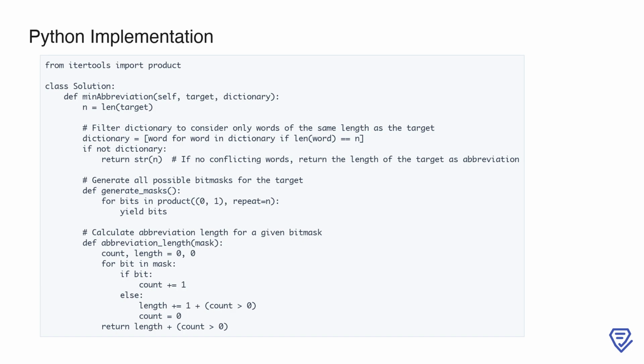To explore all possible abbreviations, we generate bit masks that represent which characters in the target word will be abbreviated. To do this, we define a helper function generate_masks that uses product to yield all combinations of zeros and ones for the length of the target word. Additionally, we define another helper function, abbreviation_length, which calculates the effective length of an abbreviation generated by a specific bit mask. This function iterates through the mask, counting consecutive abbreviated characters and adding their contribution to the length, while also counting non-abbreviated characters. This gives us the ability to rank bit masks based on their abbreviation length, which will be useful later when searching for the optimal solution.